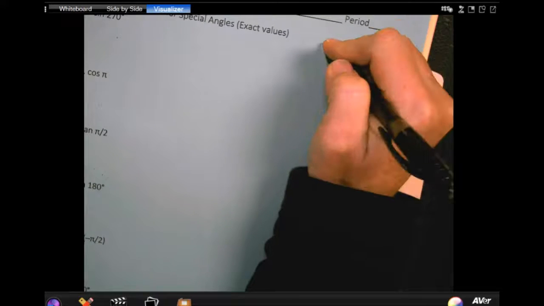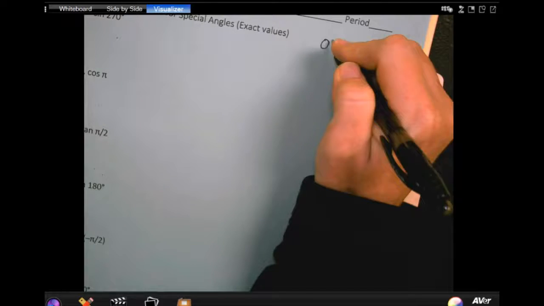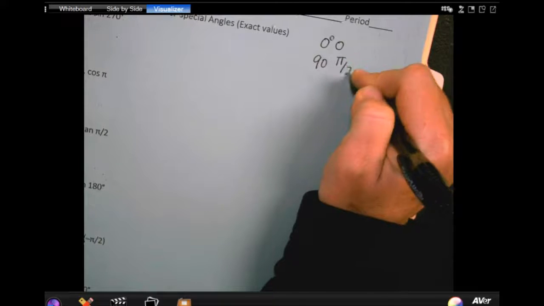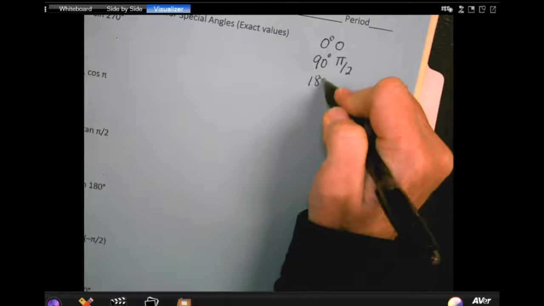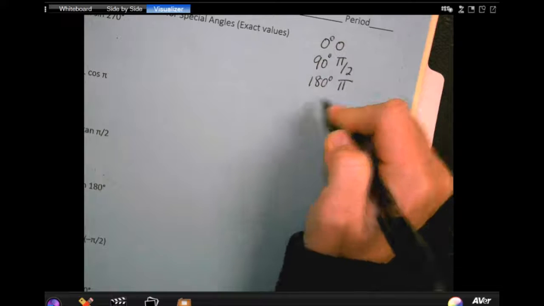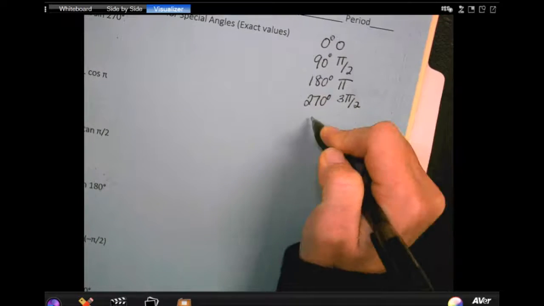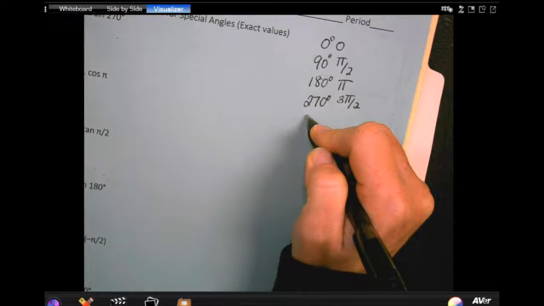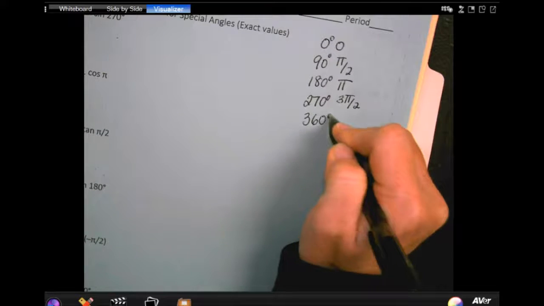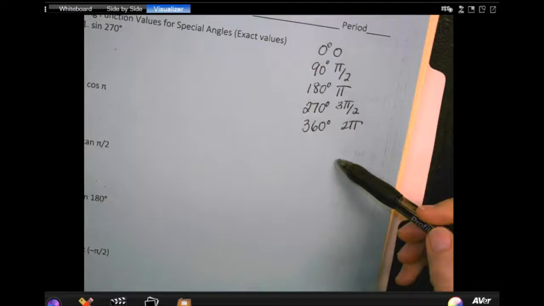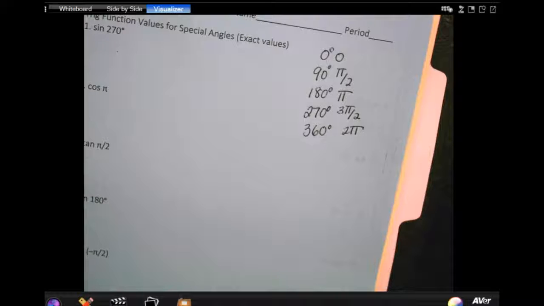So the quadrantals would be 0 and 0 radians. It would be 90 degrees, which is pi over 2. It would be 180 degrees, which is pi. It would be 270, which is 3 pi over 2. And then it would be 360. So any problem on the green sheet or the pink sheet you have that is one of these, you just draw your x and y axis.